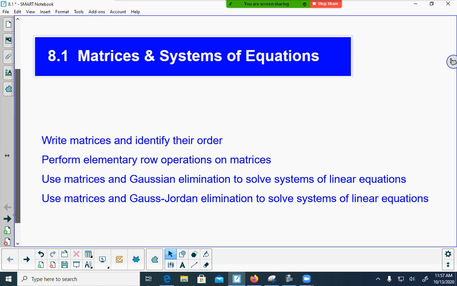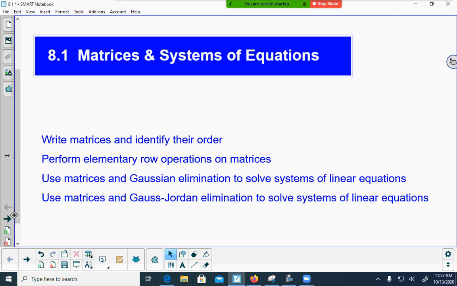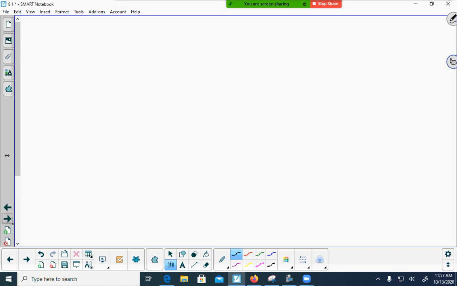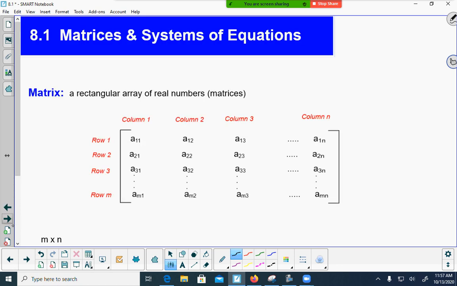You're going to perform elementary row operations on matrices, and then we're going to use matrices in Gaussian elimination, and then we're going to do Gauss-Jordan elimination, which these should look familiar to you because we've already talked about these, yes? So you're still just going to do back substitution and all that stuff. So let's get started. This is a matrix.